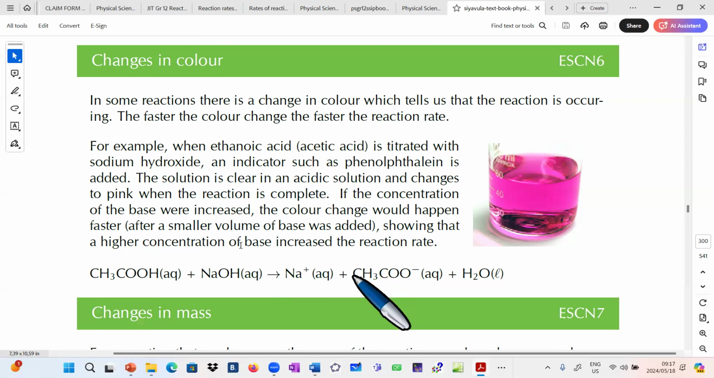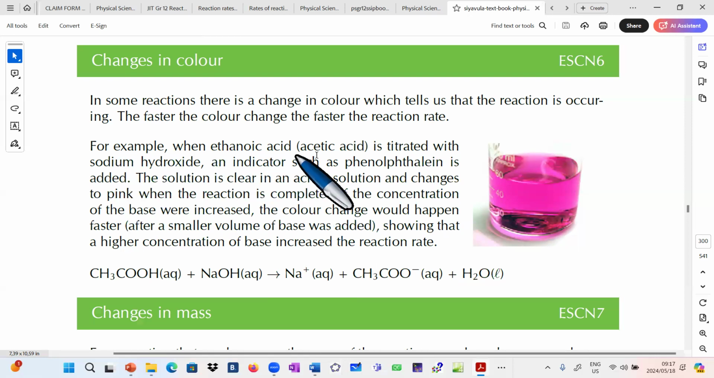Okay, so for example, when ethanoic acid, which is acetic acid, is titrated, you take an acid, which is a weak acid. Acetic acid is a weak acid. It's mostly termed vinegar in the household. So it's a titration reaction where you add the acid a little bit at a time to the base, and you keep shaking the flask.